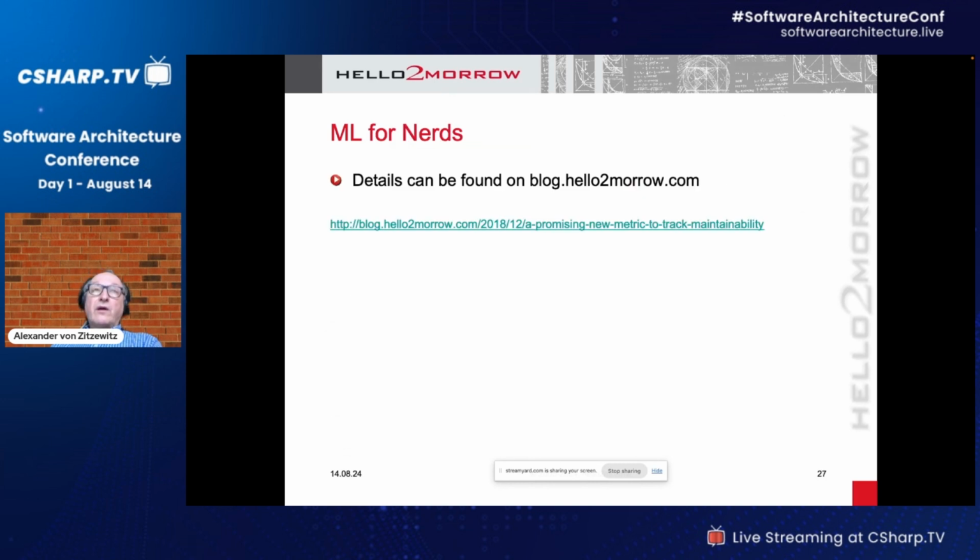Now, there are a lot more details to this metric because there are also alternative ways to calculate it. There's a blog article which contains all the details here. Just go to blog.hellotomorrow.com and look for the keyword promising. You'll find the article about the metric that contains all the formulas and everything in detail.